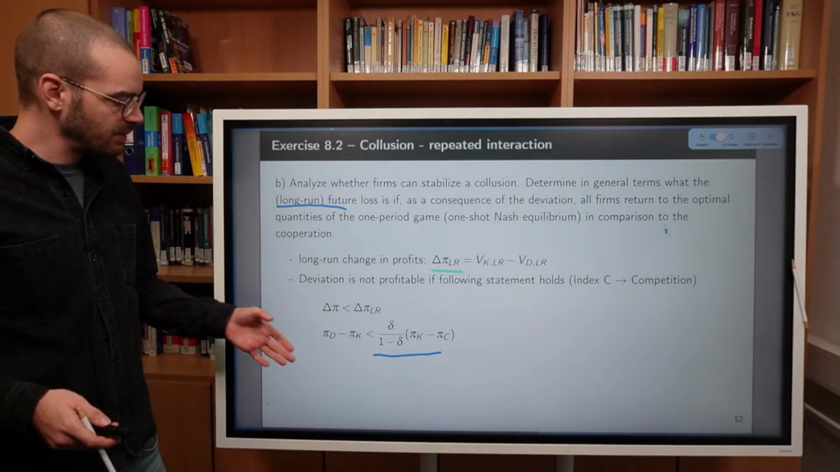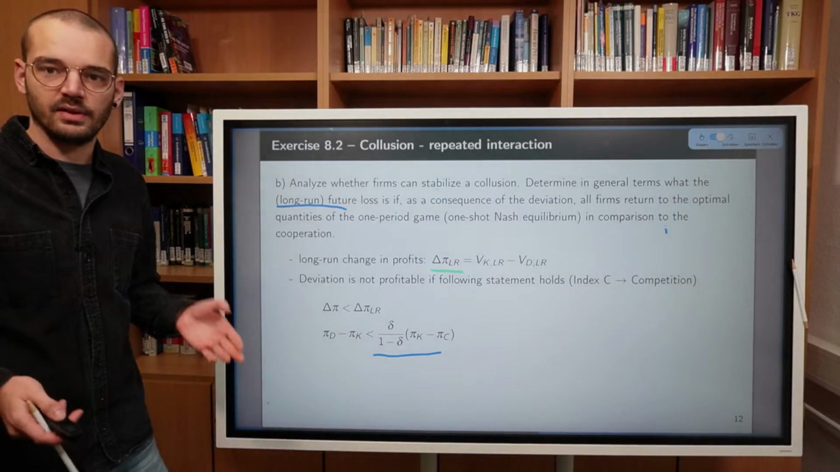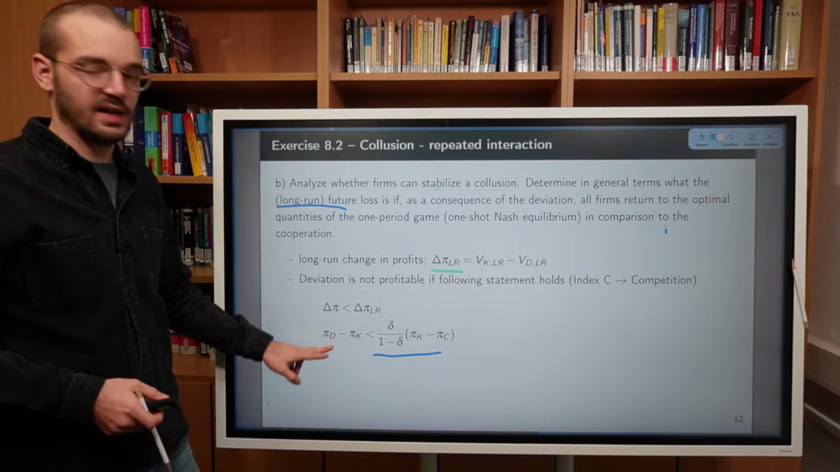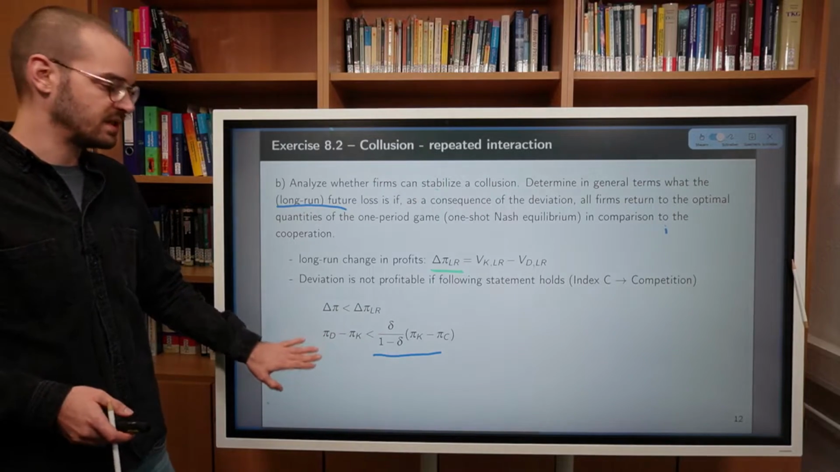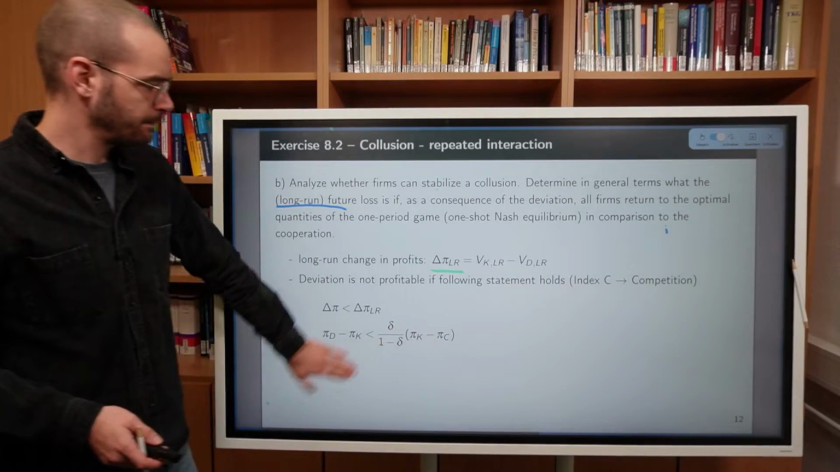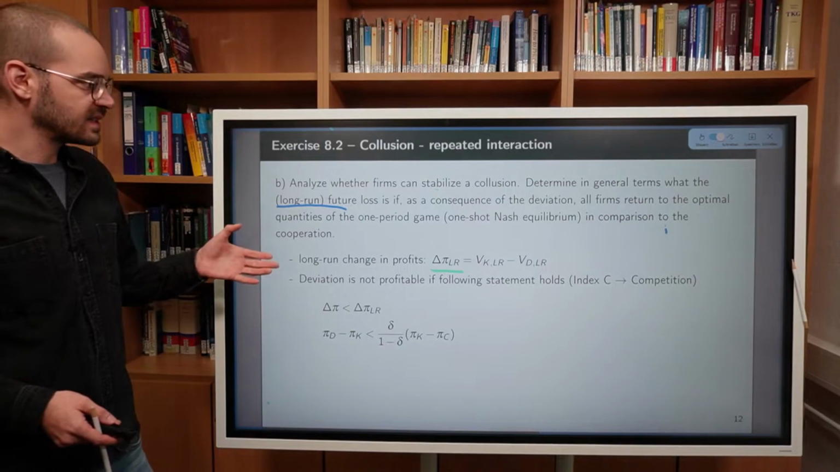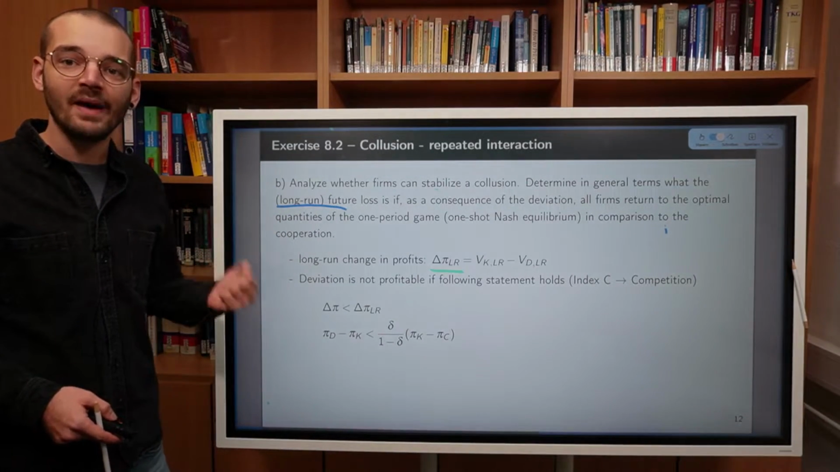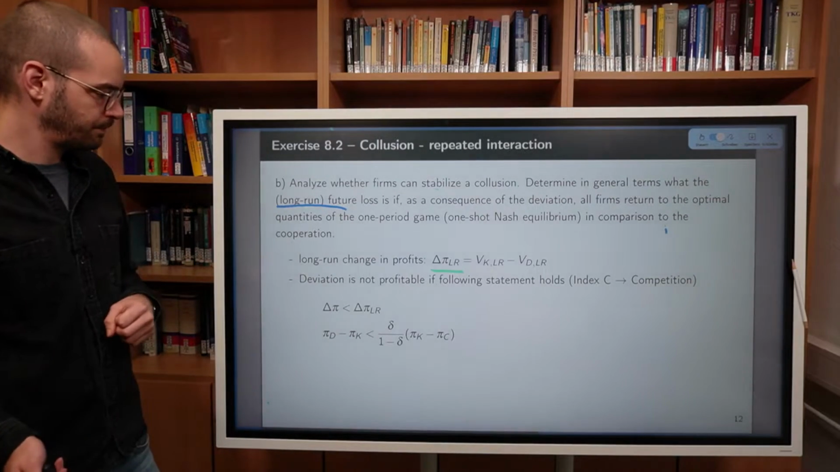And of course, collusion is stable only then, if and only if the incentive to deviate is smaller. So if this statement is true. Let's consider next under which conditions this statement might actually be.